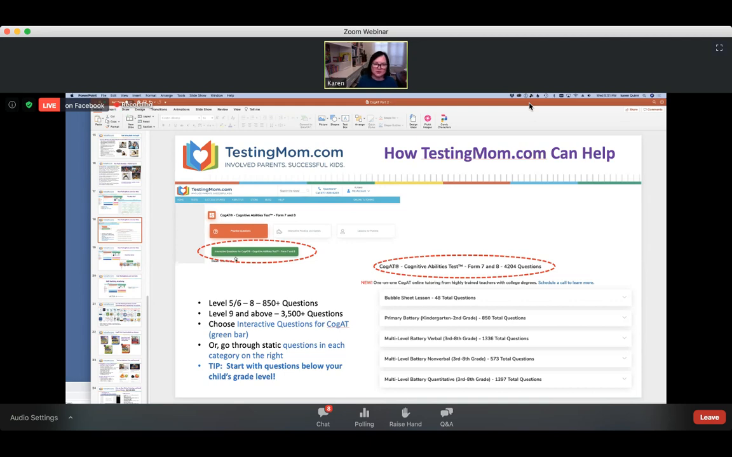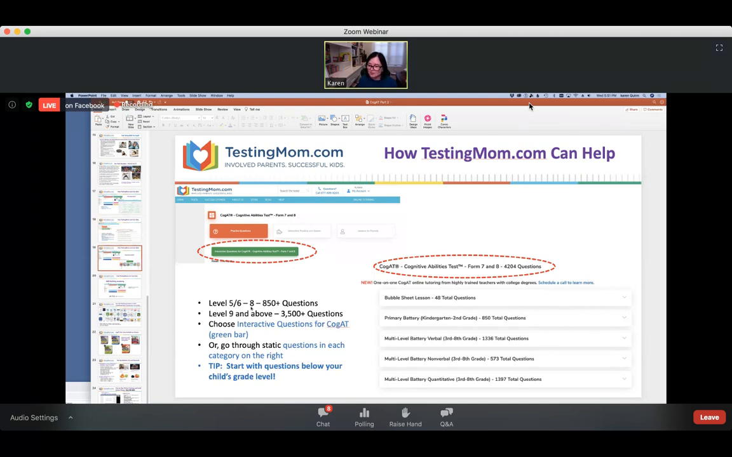So that's a good tip. Also, if you choose this green bar, you can go to interactive questions. Here, these questions, if you just go to the page, you can print them, or they're static, or you can just do them on the page together and see how your child thinks.